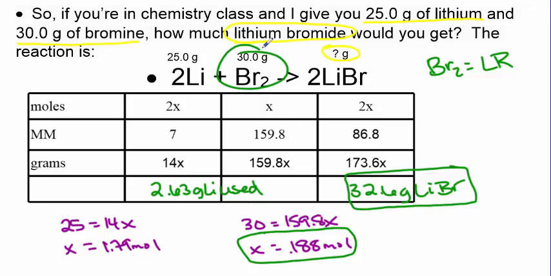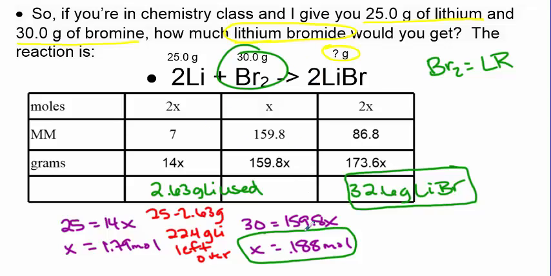See, we use all 30 grams of our bromine. That's our limiting reactant. It gets used up. We only had to use 2.63 grams of lithium for this reaction to take place. So we can figure out how much lithium we have left over by subtracting. We can do 25 minus 2.63 grams, and I'm going to round this, we would get 22.4 grams of lithium left over. Okay, so we used up those. But our answer to this question here is 32.6 grams of lithium bromide.